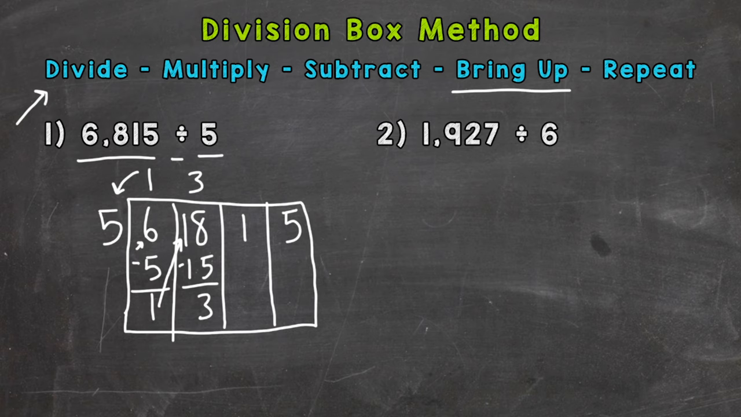So we bring that 3 up, and we have 31 now. So we need to do 31 divided by 5, which is 6. That gets us to 30. 6 times 5 is 30. Subtract. 31 minus 30 is 1. Bring our 1 up to the next section, and we end with 15 divided by 5. So how many whole groups of 5 out of 15? 3. 3 times 5 is 15, and then 15 minus 15 is 0.